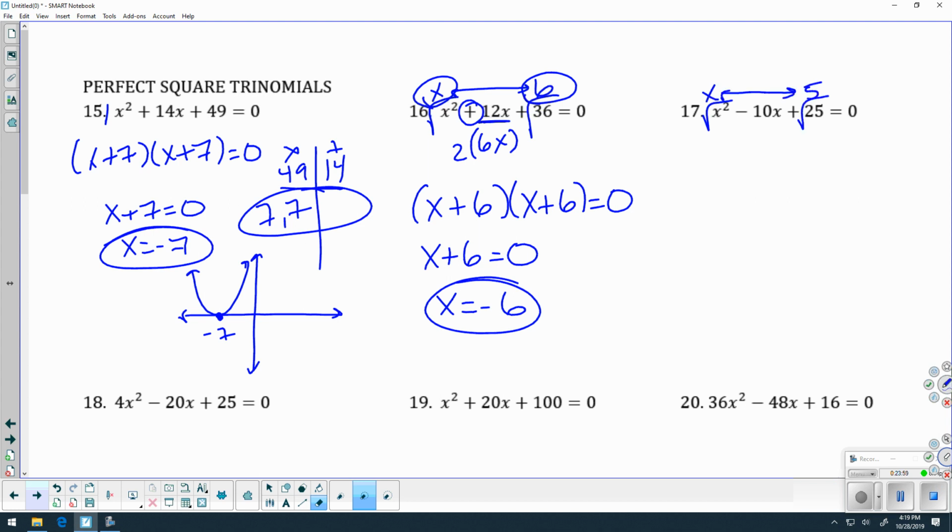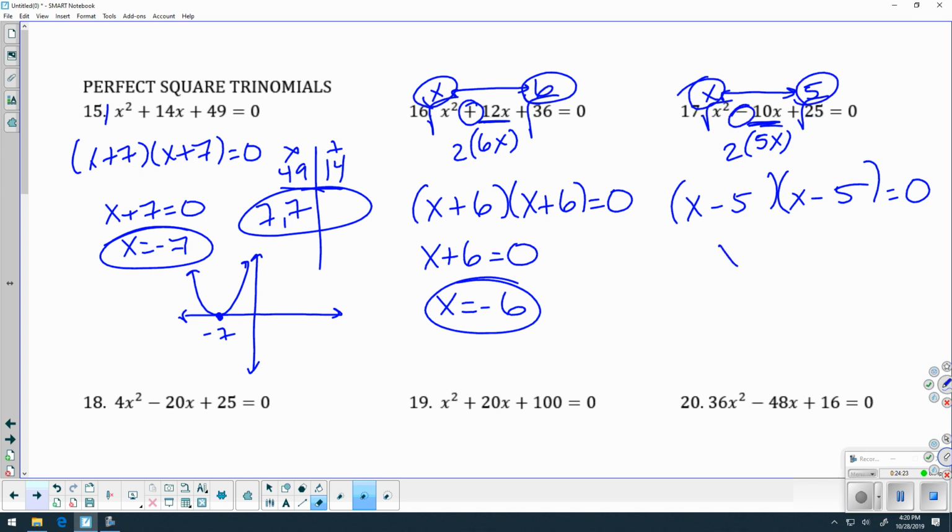Multiply these together, that makes 5x. And if you double it, that is 10x there in the middle. Okay, but here's where that minus comes in. That minus 10x, here's where it comes in. When you factor this, it's going to factor into an x minus 5 and another x minus 5. Again, the x comes from the first term, the 5 from the last term, minus sign from the middle.